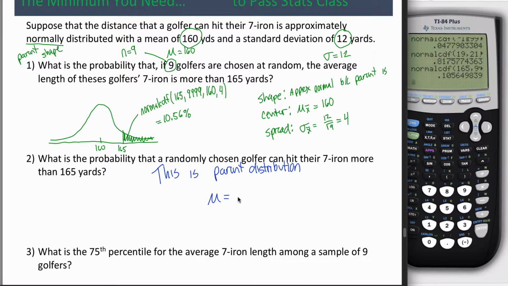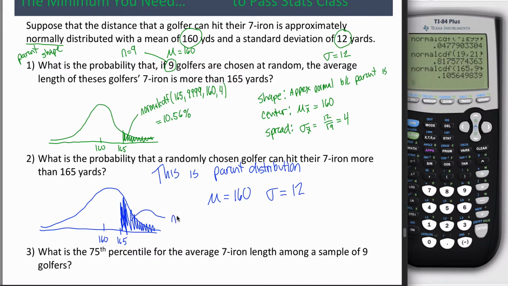Mu in this problem is equal to 160. Sigma in this problem is equal to 12. So the setup's going to look pretty similar. There's a horribly drawn normal distribution. There's my 165. Still want the area to the right because I still want them to hit it more than 165 yards. Still going to use normalCDF. Aren't you going to get the same answer? No, because I'm going to change my inputs. Think about if you know what input I'm going to change.